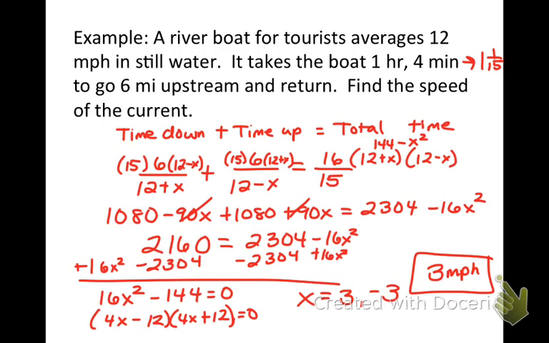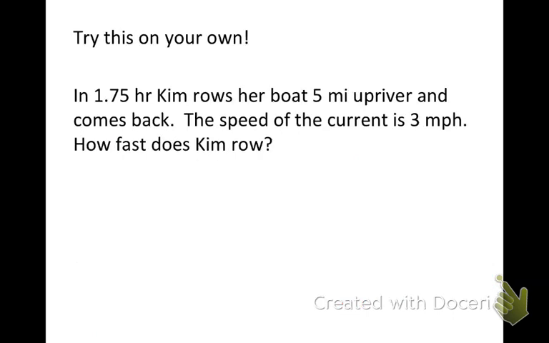Okay? All right, so what I want you to do, I won't make you solve this. I just want you to set up the actual equation. See if you can just set the equation up without solving it. So it says in 1.75 hours, Kim rows her boat 5 miles upriver and comes back. Here, they're giving you the speed of the current and not the speed of the boat, so that's a little bit different than what we just did. We want to know how fast does Kim row. So we want to know what her speed of the boat is. So see if you can set it up.